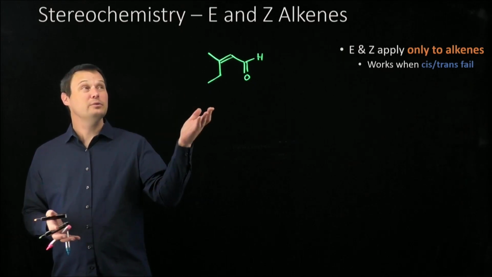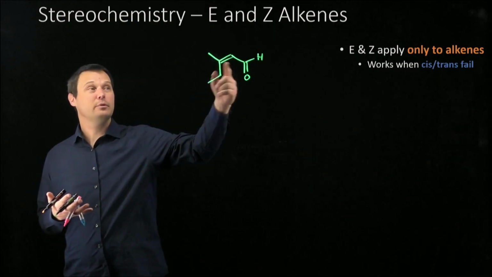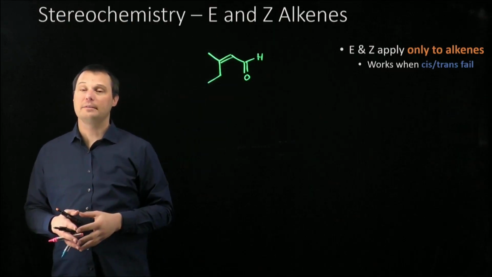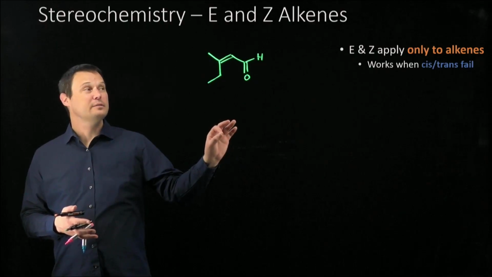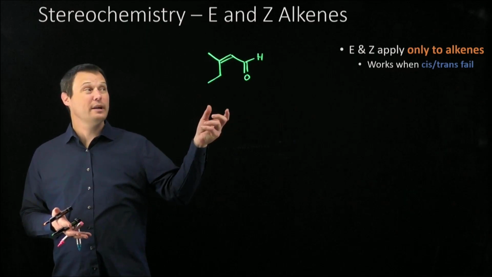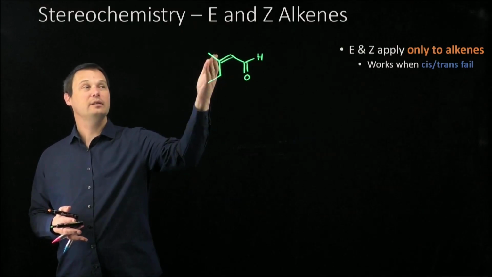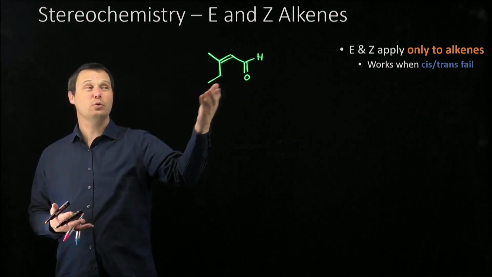With alkenes, we use E and Z. And the logic is similar, but it's applied separately to each carbon of the double bond. E and Z only applies to alkenes, and E and Z can apply to any alkene, even when cis and trans labels fail. With 3 substituents around this tri-substituted alkene, we couldn't really name this cis or trans.